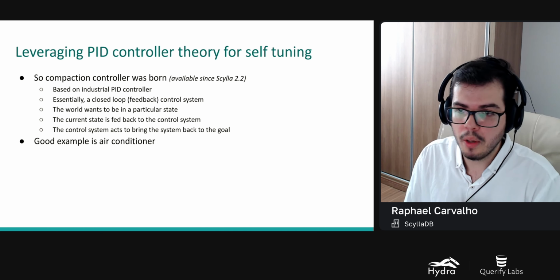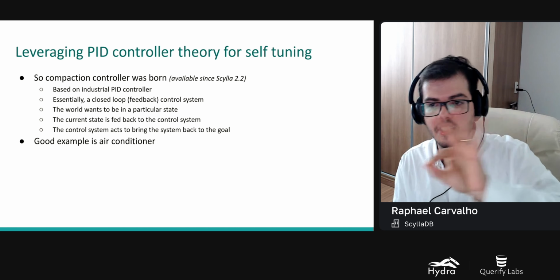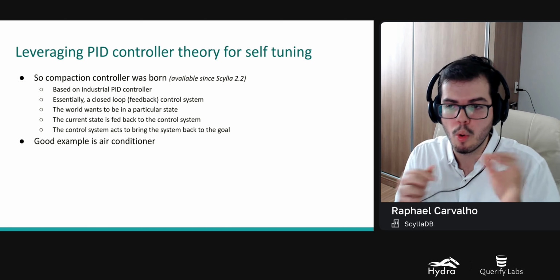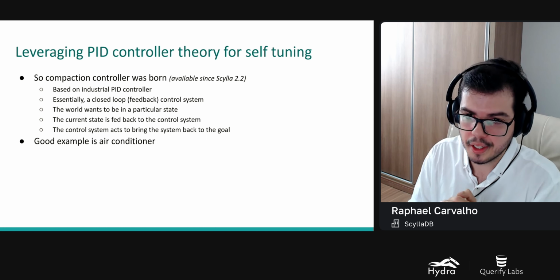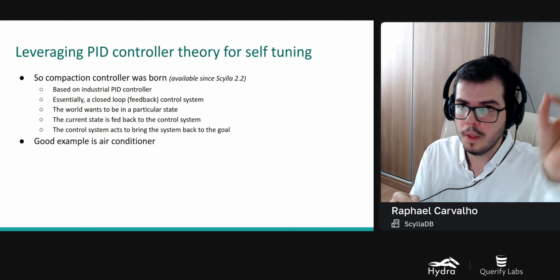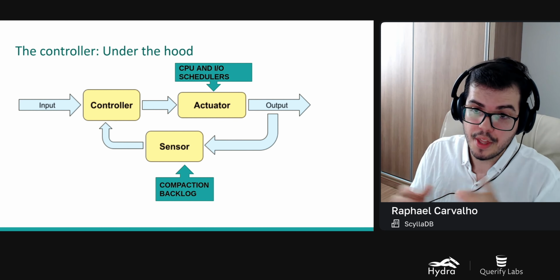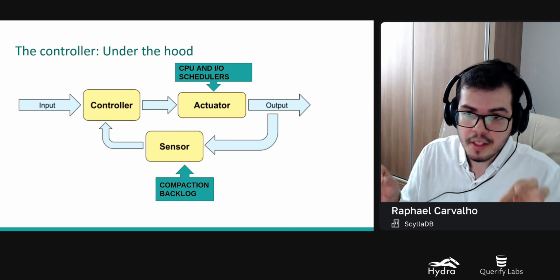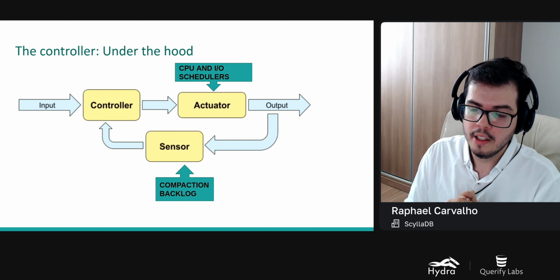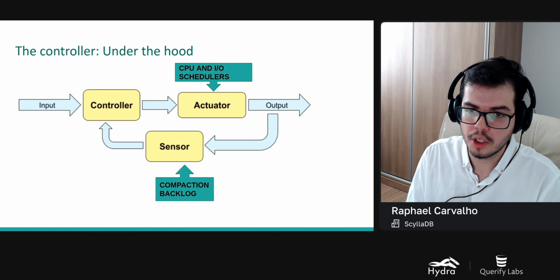A good example of how it works is the air conditioner, where the user sets the temperature and the control system of the air conditioner will act based on the sensor data. So that's why it's a feedback control system. We're constantly measuring the backlog and feeding that backlog into the controller, feeding it back. And then we have the actuators in the controller, which are the internal CPU and I/O schedulers.